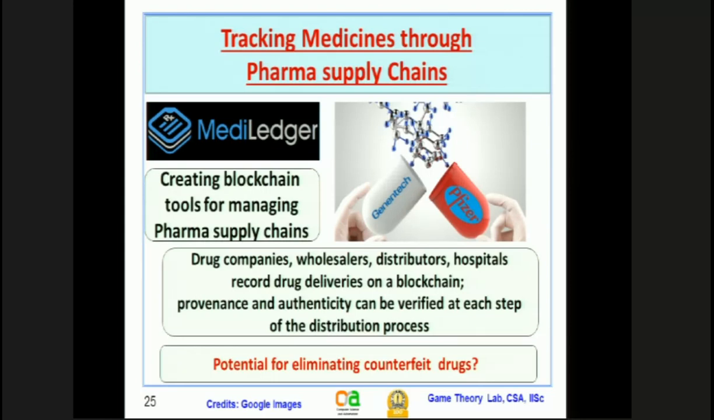Here, the drug companies, the wholesalers, the distributors, and hospitals record drug deliveries on the blockchain, and verification can be done at each step in the distribution process. Now, there are lots of issues involved in implementing such blockchains, but if it is done successfully, then it has the highest potential for eliminating counterfeit drugs. And you cannot imagine an application which is more societal or social good than this particular application, especially in the Indian context.